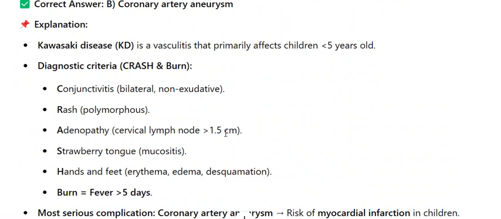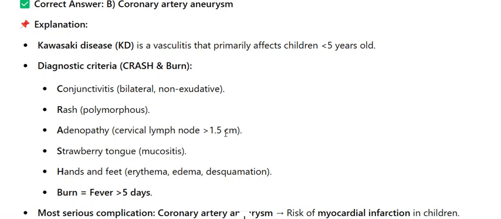Diagnostic criteria: CRASH and BURN. C. Conjunctivitis, bilateral, non-exudative. R. Rash, polymorphous. A. Adenopathy, cervical lymph node over 1.5 centimeters. S. Strawberry tongue, mucositis. H. Hands and feet, erythema, edema, desquamation. BURN equals fever for 5 days.